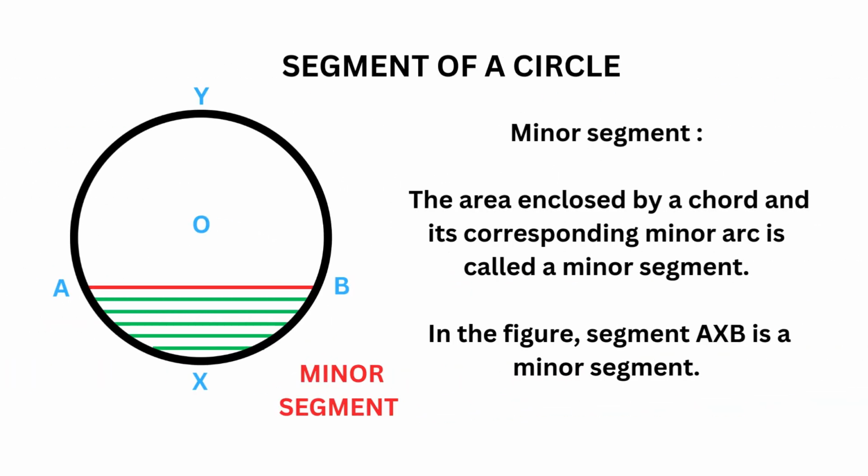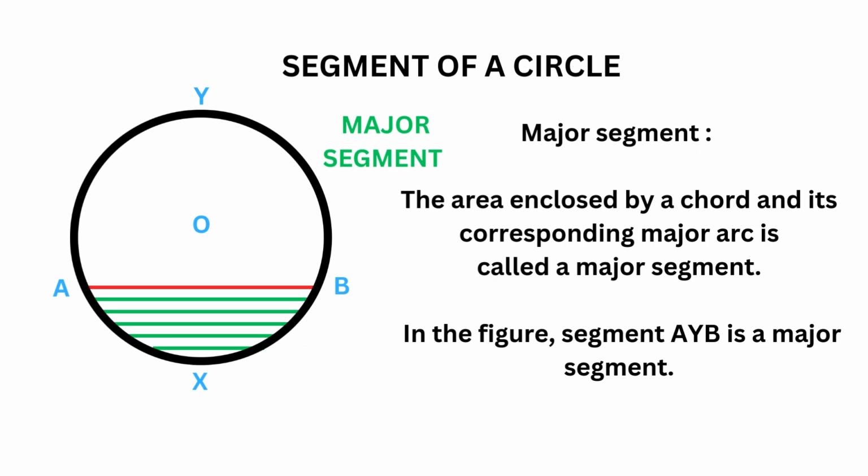Concept: minor segment. The minor segment is the area enclosed by a chord and its corresponding minor arc. In the figure, the area labeled segment AXB is a minor segment. This is the smaller area cut off by the chord. Concept: major segment. The major segment is the area enclosed by a chord and its corresponding major arc. In the figure, the area labeled segment AYB is a major segment. This is the larger area remaining after the chord cuts off the minor segment.